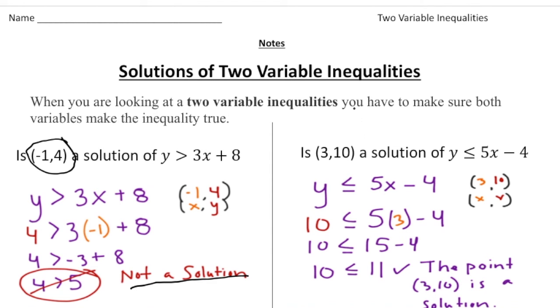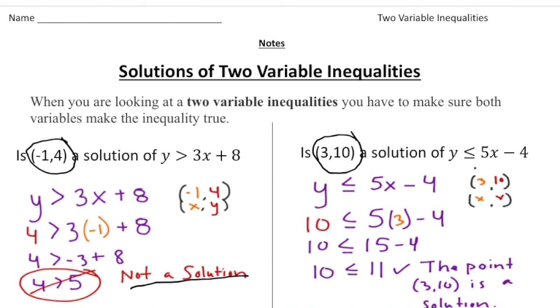Look at this one over here. The question is: is 3 and 10 a solution of y is less than or equal to 5x minus 4? I plugged in 3 for x and 10 for y, and after I simplified it all, I got 11 is greater than or equal to 10. Because that is true, 3 and 10 is a solution to the two variable inequality.